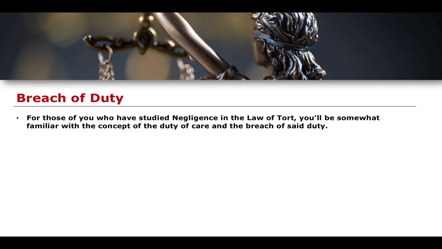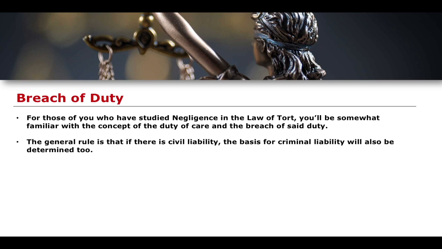Now, given the fact that you should have studied tort before or during studying criminal law at the same time, I can't think of many law schools that would teach you crime before tort. And given the fact that you learn about negligence first, you should know already what the duty of care is from a basic standpoint within the law of tort and what it means to breach that duty.